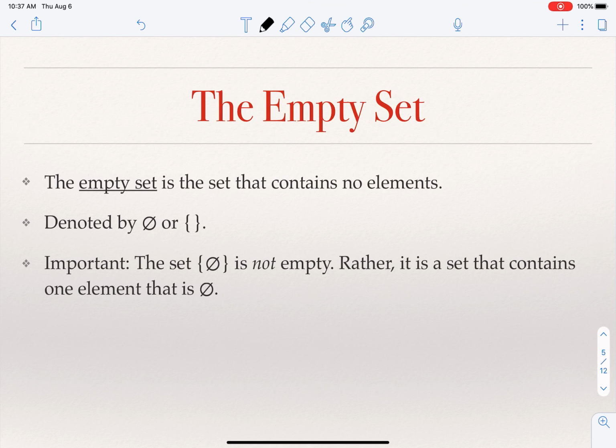One important set that we always deal with is the empty set. The empty set is a set that contains no elements, okay? And we denote it by this circle with the line through it, or the notation of a set with nothing in it.